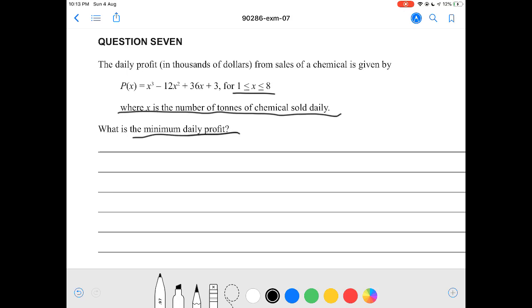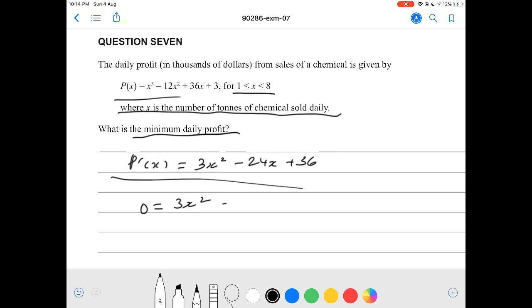Alright, so now we're going to use our logic of maximums and minimums in order to find our minimum daily profit. So it gives us our daily profit, P of x, but in order to find a minimum, we need to find the gradient function and make that gradient equal to 0. It's basically the same steps. So we're going to differentiate our function. That becomes P dash of x equals 3x squared minus 24x plus 36. And now we have our gradient function, we'll just make it equal to 0. 0 equals 3x squared minus 24x plus 36.